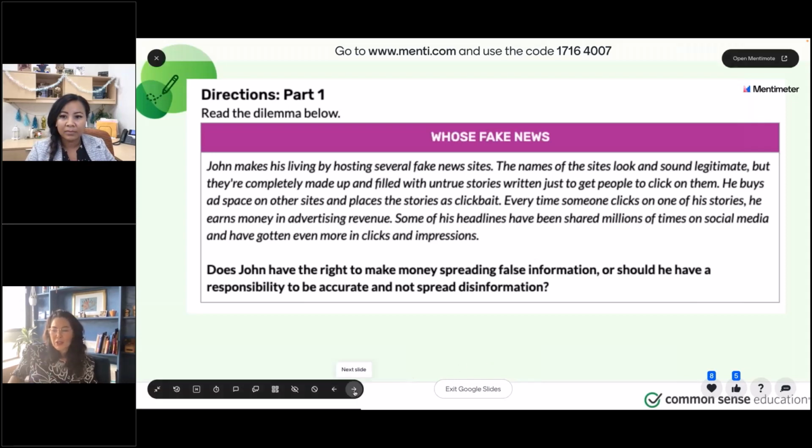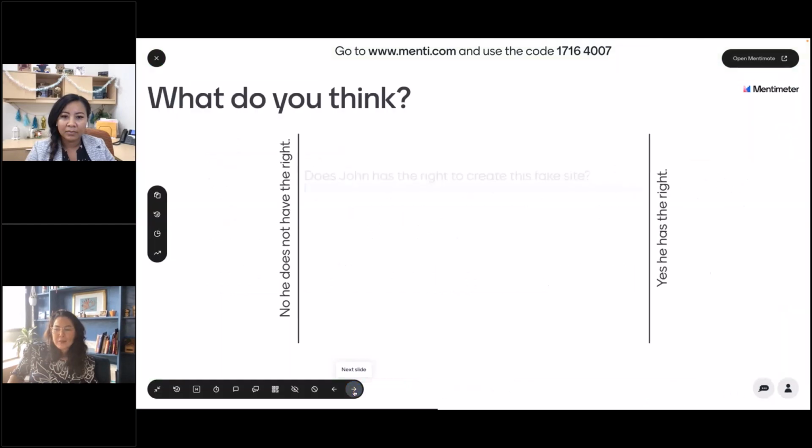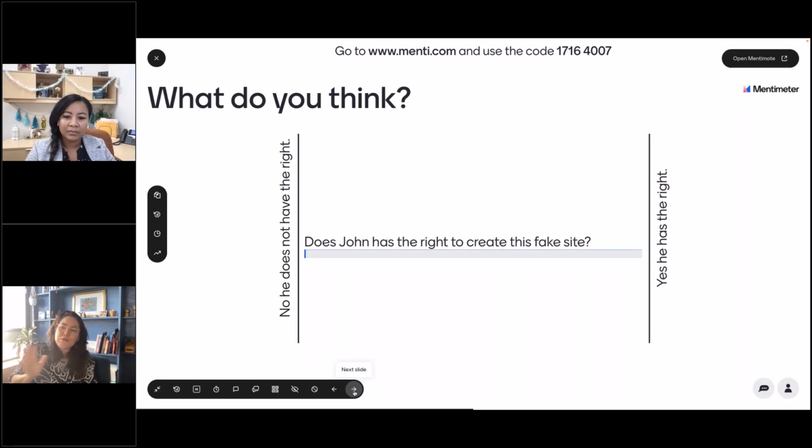So I'm going to ask all of you to just take a little poll here. If you are in this Menti, you can vote: no, he does not have the right, or yes, he has the right. I think it's the discussion that you have around this, right? Does he have the right? Maybe that's up to you all to make that determination.